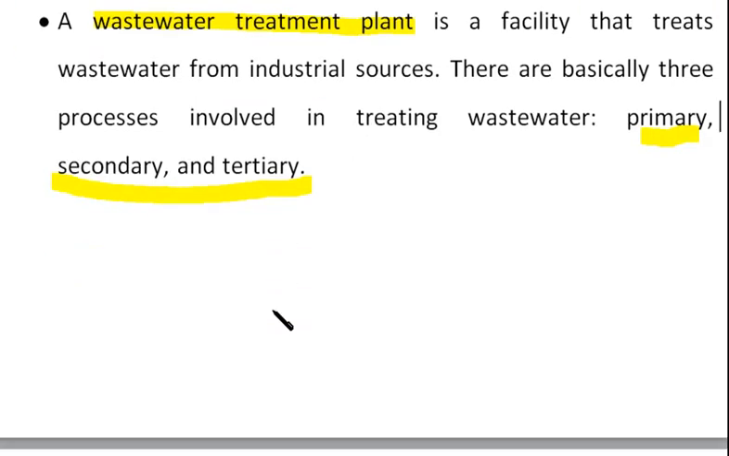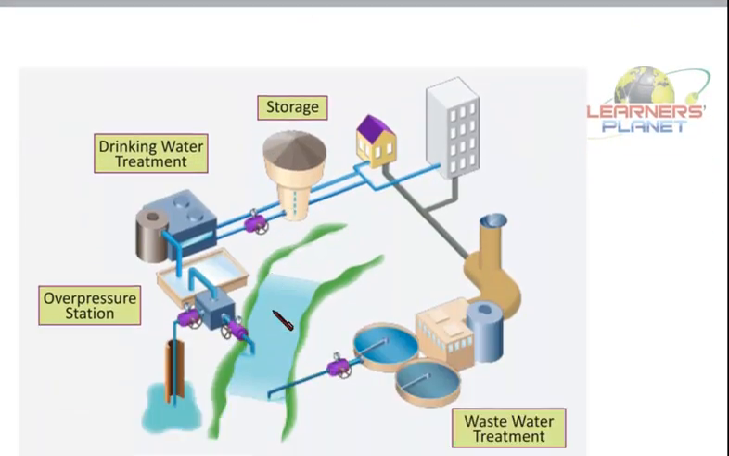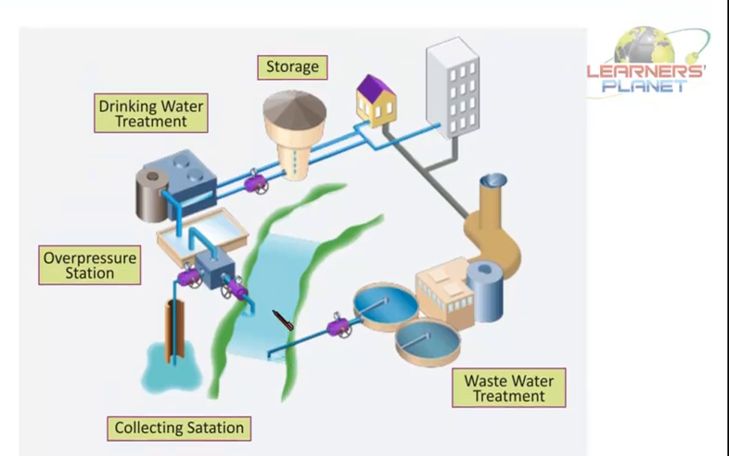But before this, we will see a diagrammatic representation of a process which shows how a wastewater treatment plant actually works. Here you can see there is storage, this is drinking water treatment, this is an overpressure station, and this is a collecting station. Now this is very simple.